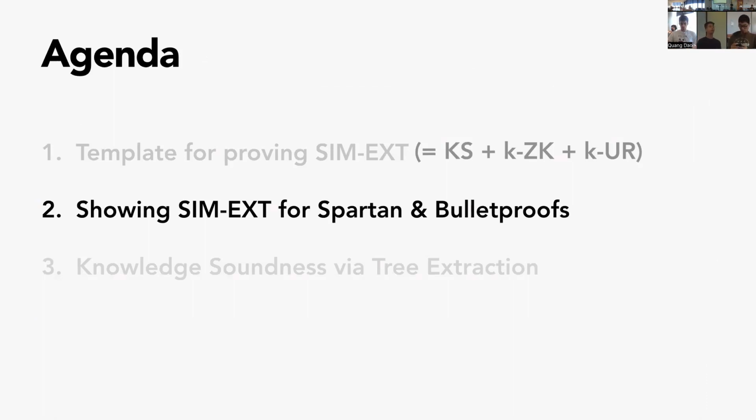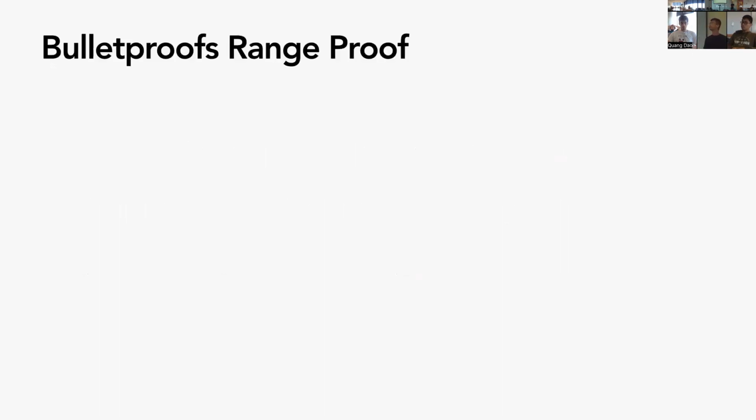So let me continue to the second part of my talk, where I'll show how to instantiate this template for Spartan and Bulletproofs. So first, I'll talk about Bulletproofs. In particular, I'll talk about its range proof protocol. They also have an arithmetic circuit protocol.